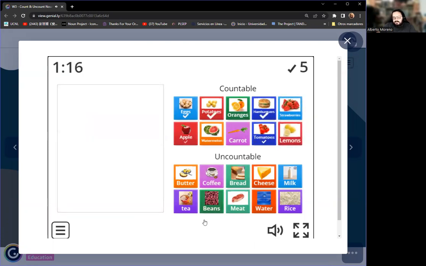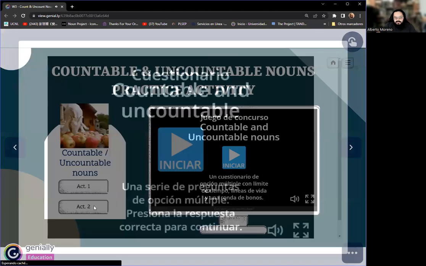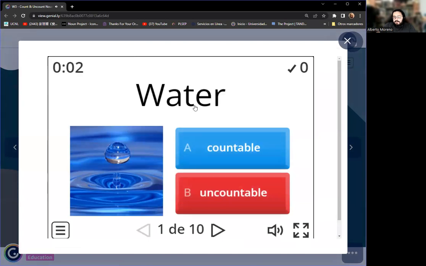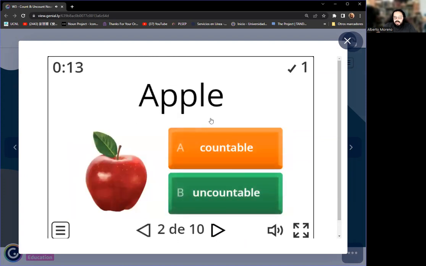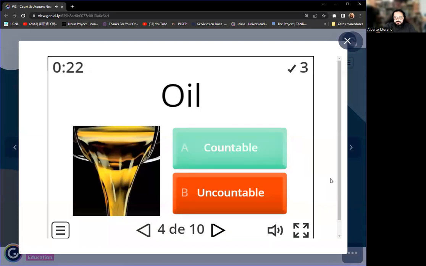Let's find out the answers. And yeah, you're right. Excellent, guys. So now we have another activity. Questionnaire. So we have to choose the right answer for the noun we have in here. So we have water. Countable or uncountable? Uncountable. Okay, next. Apple. Countable. Salt. Uncountable. Oil.